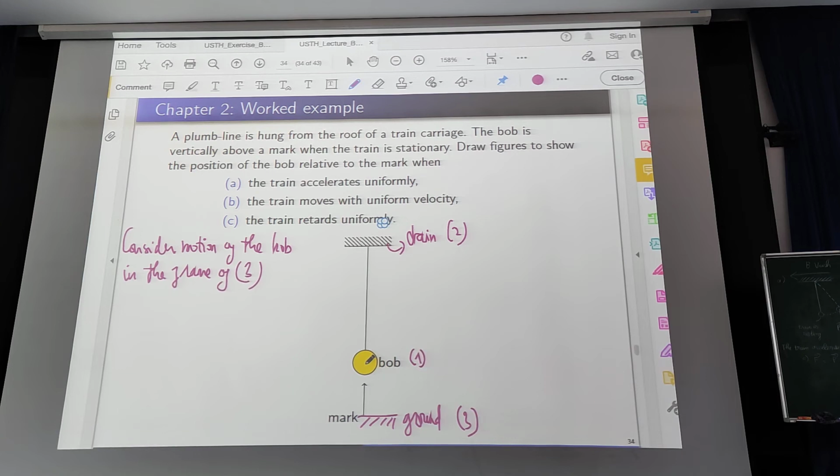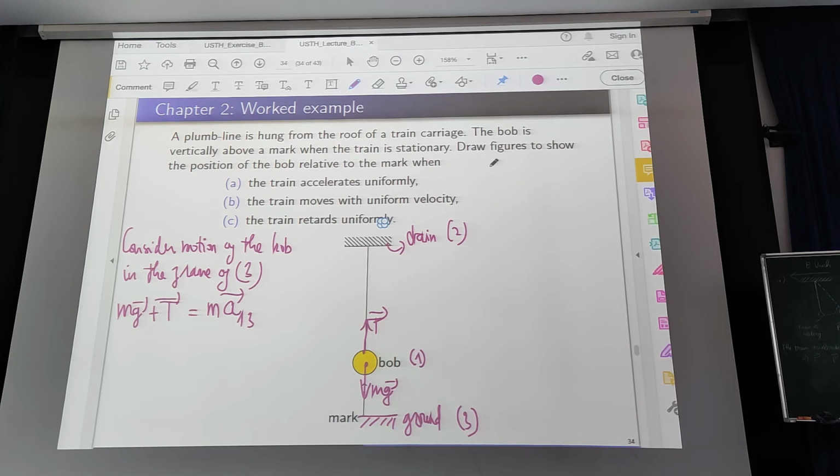So the forces acting on the object are mg and T. So I have mg plus T equal to ma, where a is the acceleration of the object with respect to 1 and 3, because I am considering frame 3, so of course that is the acceleration of the object with respect to the ground. Agree?